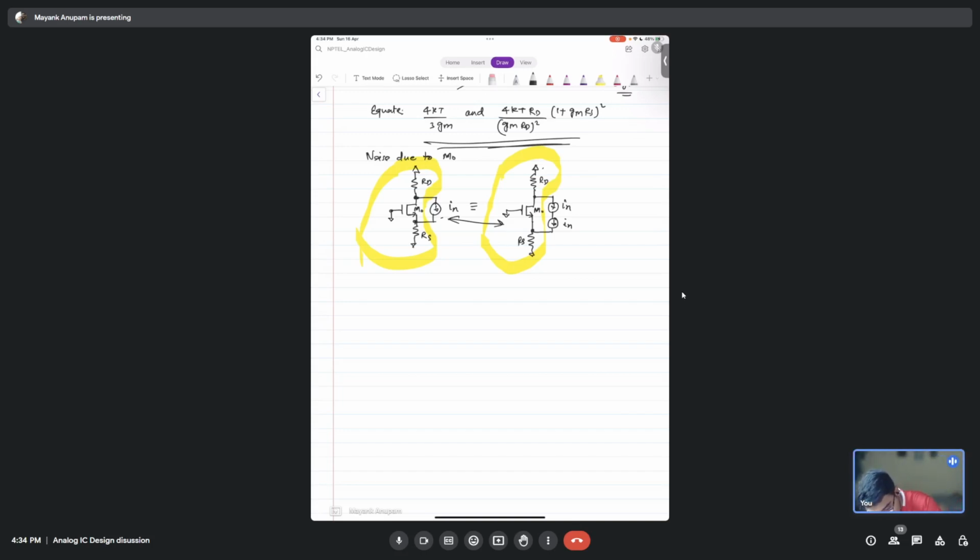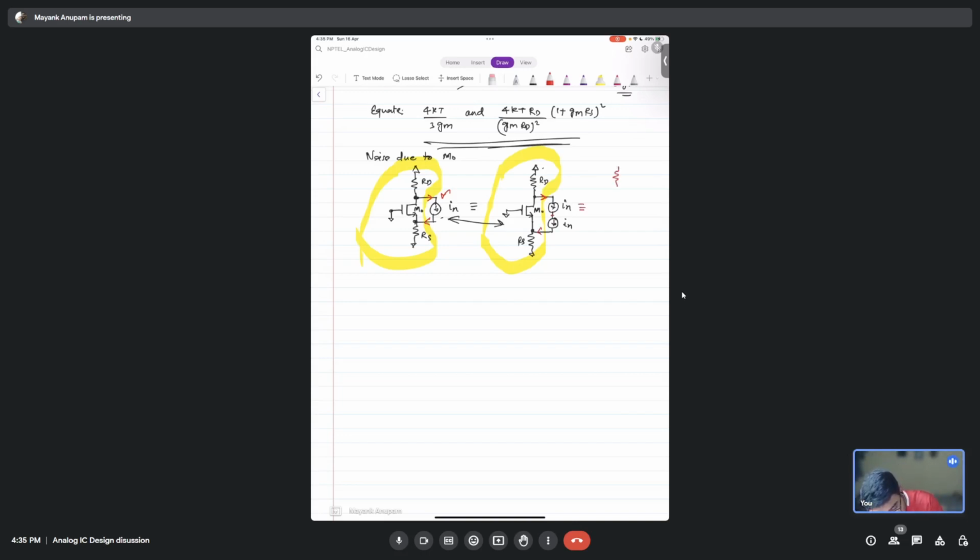Yes, sir. Right now in this case it was IN flowing here and going inside here. Here also the same current is flowing. IN is flowing here and IN is coming out here. Yes, sir. So effectively the terminal characteristics do not change when I do this. And now this node voltage is of no consequence to us, so I can as well do this.